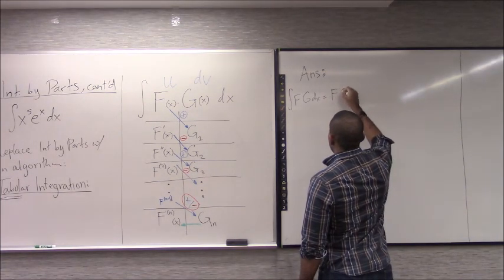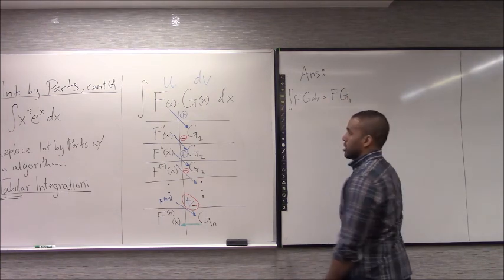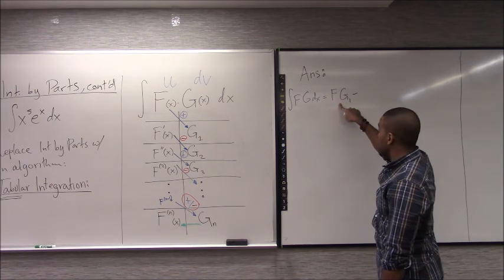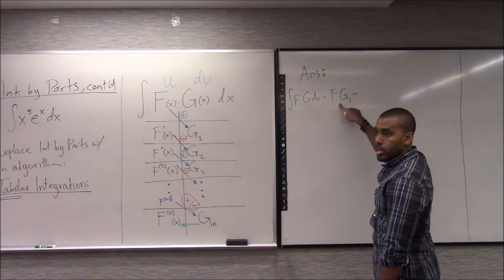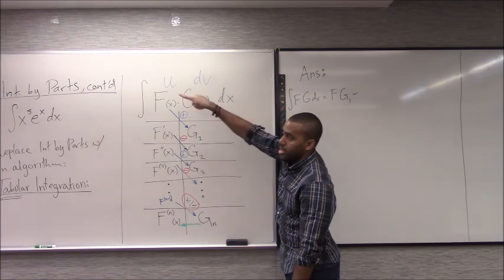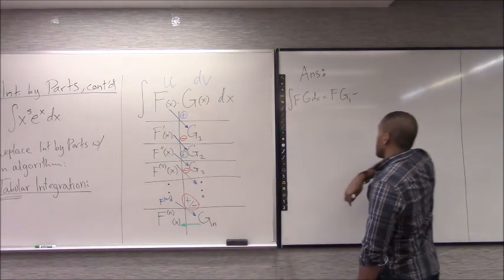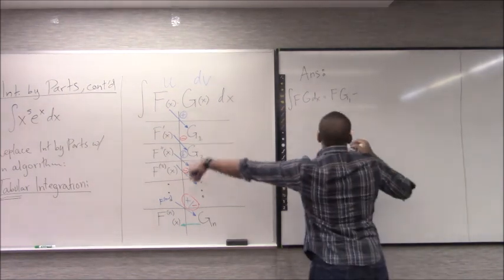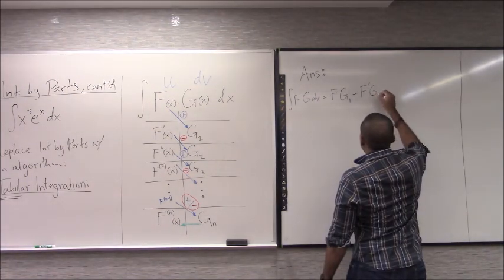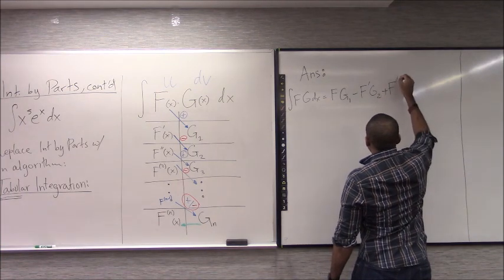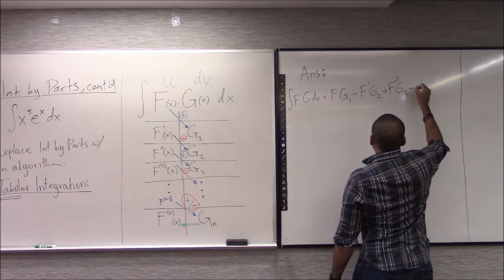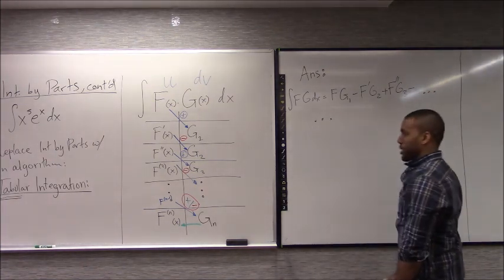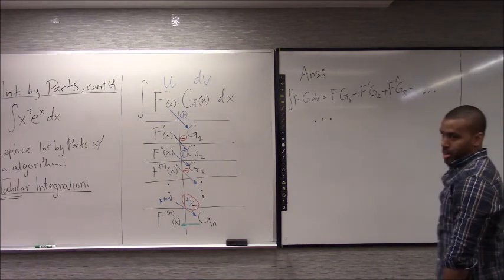big F times G1 minus. Now, one thing you can notice is that what this big F times G1 represents is the U times the V, right? Because your G1 is the V. So that's actually starting off the integration by parts formula. But then it's going to be minus, and you're going to take this, the F prime times the G2, plus the F double prime times the G3, minus, and so on, right? And you're going to keep going.